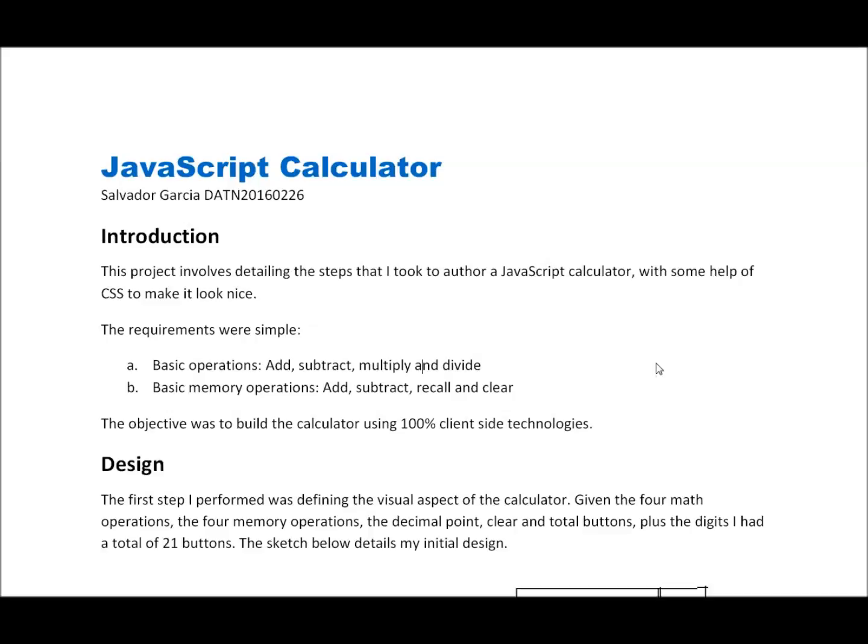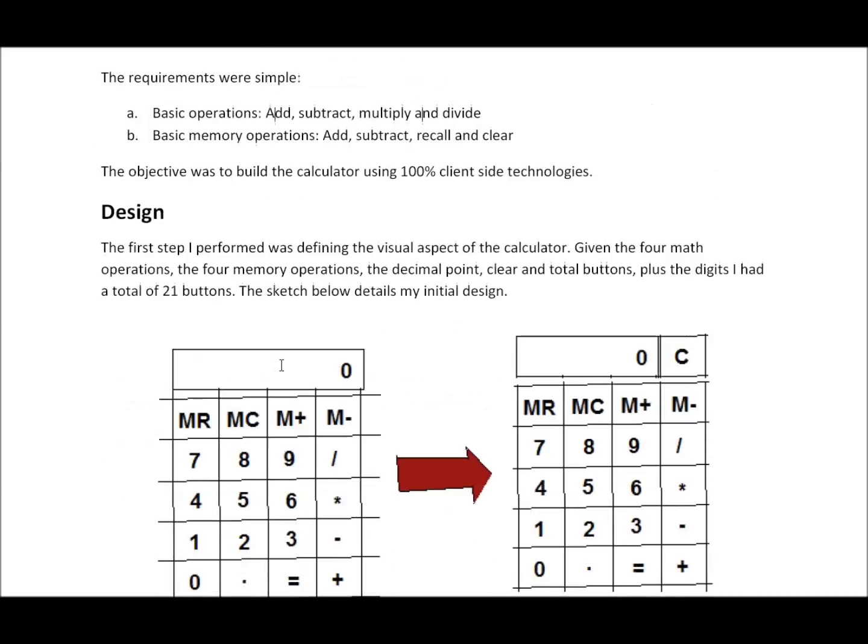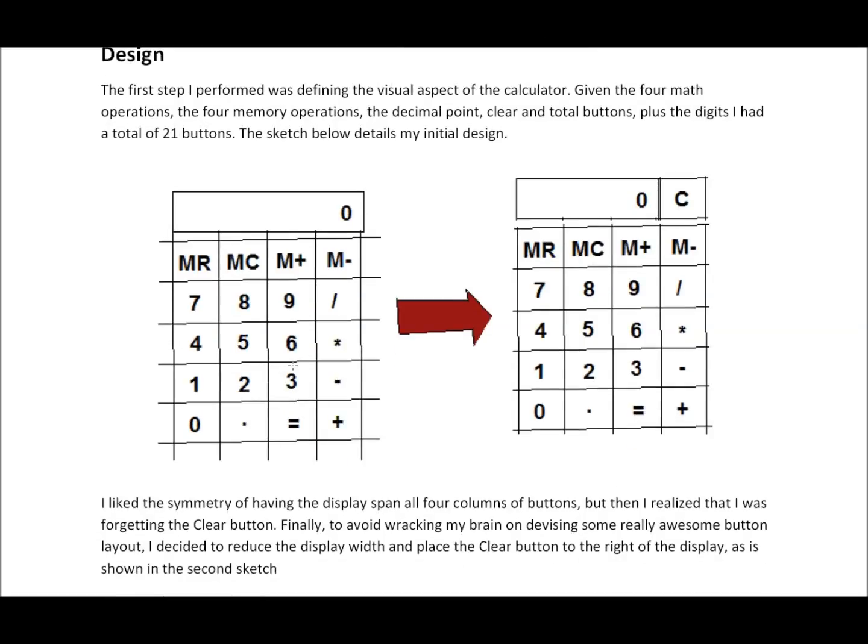The first step was the design of the calculator. As you can see, the image on the left was my first attempt. I thought it was looking very nice, except for one thing: I actually forgot to include the clear key. So what I did is I settled for the image on the right, where I reduced the width of the display and squeezed the clear key right beside it.